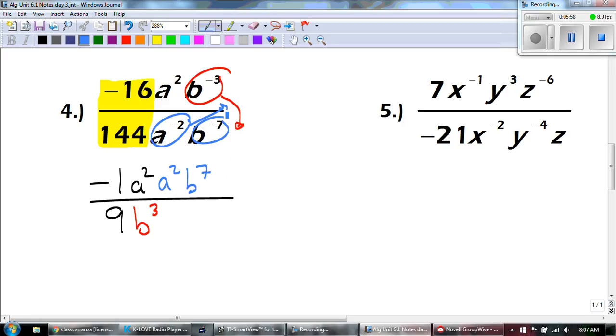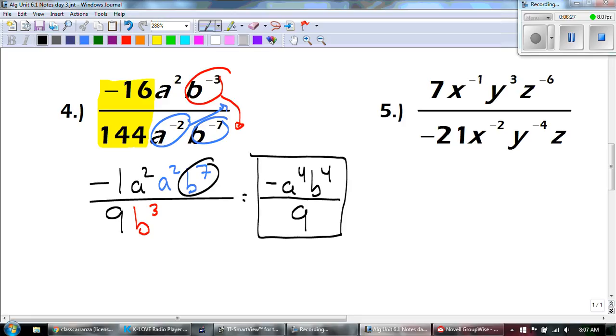If your exponent's negative, drop it like it's hot. If it's already on the bottom, bring it to the top. Okay? And then to get my final answer, I'm going to combine the a's to get a to the 4th. The b's, the top wins, and the top wins by 4. I still have the 9 on the bottom, and I don't need the 1, but I do need to have the negative sign. And there we go. And that's our final answer.